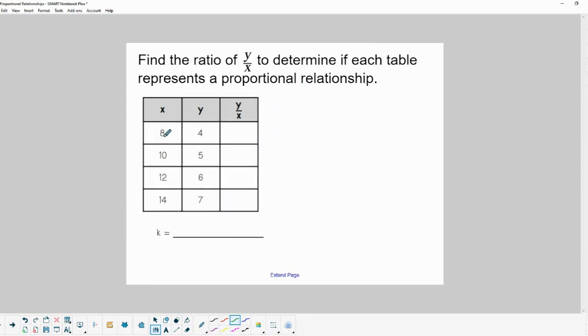All right, let's try this one. So y over x, 4 over 8, 5 over 10, 6 over 12, and 7 over 14. So if you notice that you got one number over the other, and in every case they all simplify to be 1/2. So all the way down, those fractions simplify to be 1/2. So our constant of proportionality is 1/2.